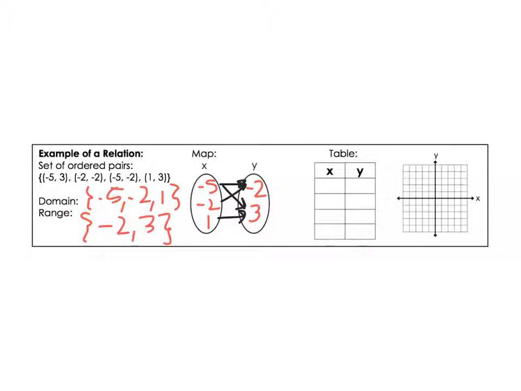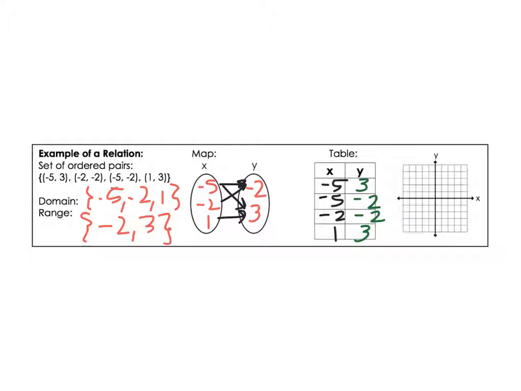Then we'll put it in a table. So I'll put -5, -2, and 1. So I put the x values in order, and I'm going to put the y values that match up with them. So there's a 3 that goes with the -5, there's a -2 that goes with a -5, -2 goes with the -2, and 3 goes with the 1. I got those all from the ordered pairs.